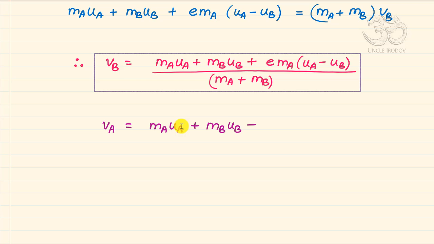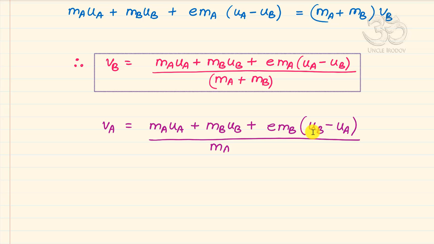MBUB plus, when I was trying to find out VB, there was E and there was MA here. So I'm guessing that for VA there should be E, and instead of MA now, because you see B was a subscript and A was the one which I got here, so if it is VA here, it should be MB there. So it's E times MB times, and for B, if it was UA minus UB, for A I think it should be UB minus UA, inverting the subscripts, divided by MA plus MB. Of course, that is only a guess. So I should add that this is only guesswork here. So this is a guess based on the pattern that I noticed.